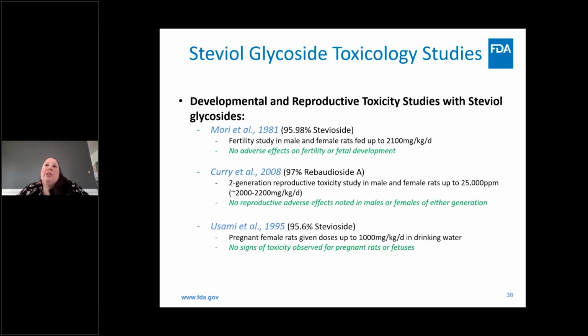So if you remember from my introduction on stevia glycosides, we do have an import alert on stevia glycosides that are less than 95% pure. And the major reason for this were some noted adverse effects with crude extracts, and this included decreases in male and female fertility. And we had evidence as early as 1981 that if you used a more purified extract, these treatment-associated effects on fertility were not observed.